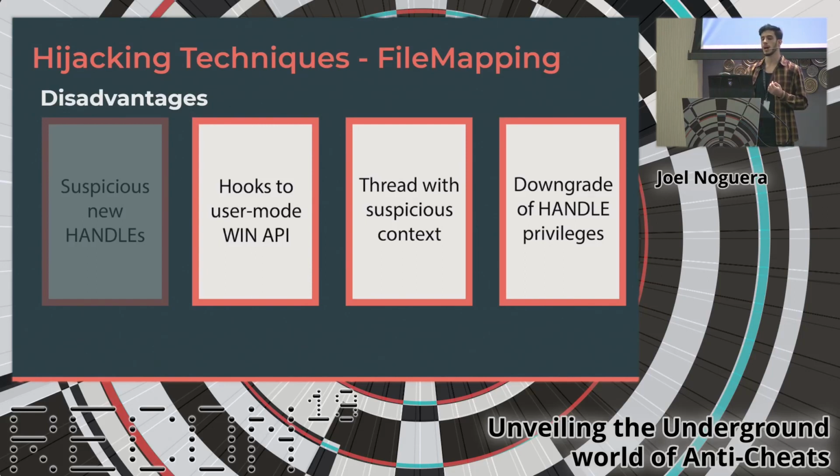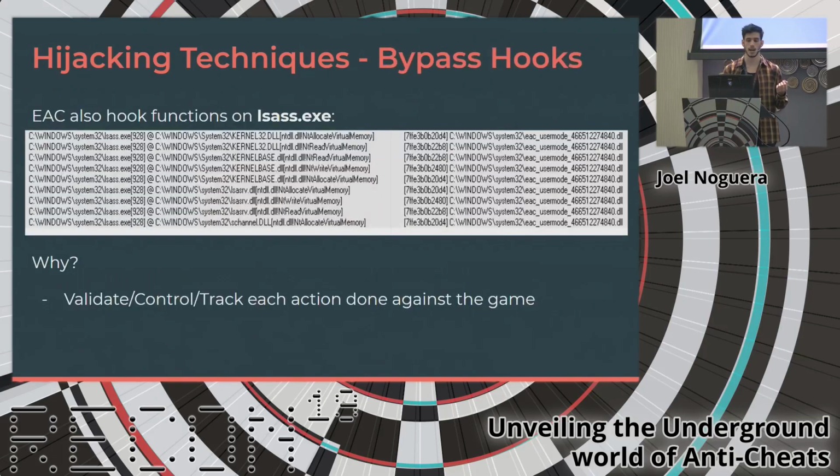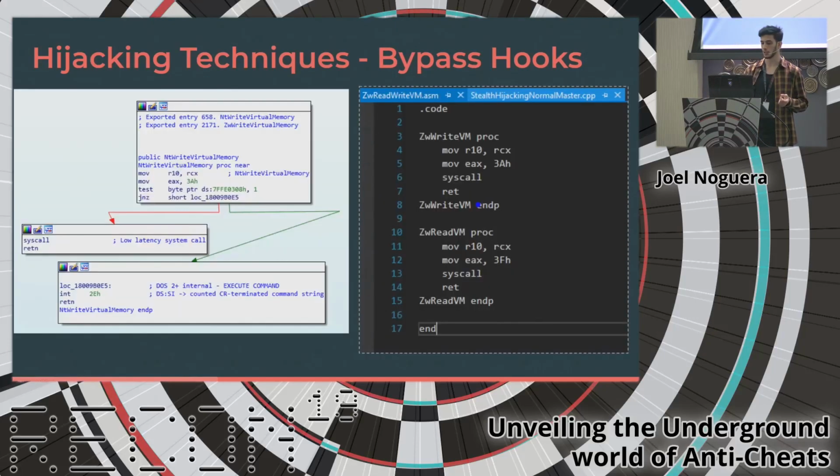Now, the second problem we have is that usually anti-cheats hook all the user mode Win APIs. Here we have an example of Easy Anti-Cheat, where they inject a DLL inside of Elsa's, and the main purpose of this DLL is to hook all the functions from Windows that are used to read and write memory of a process. For example, here it is hooking NtRead, NtWrite, and NtAllocVirtualMemory. So when you call any of these APIs, they take control of what's going on and validate if you're doing something that is not expected.